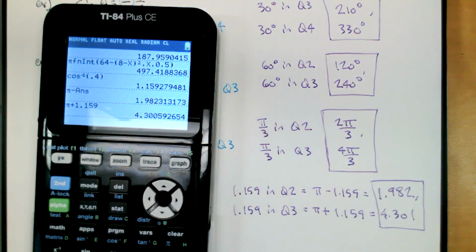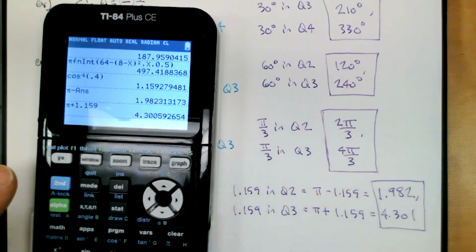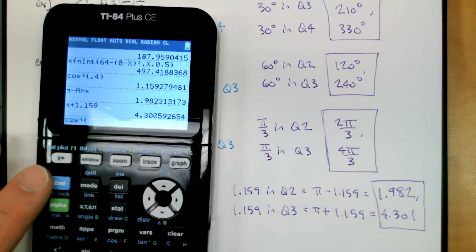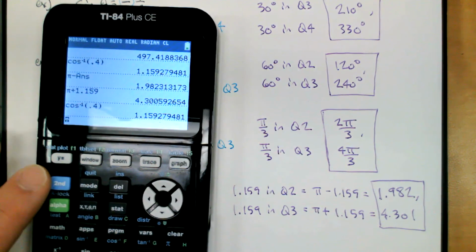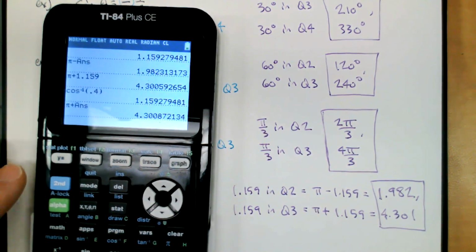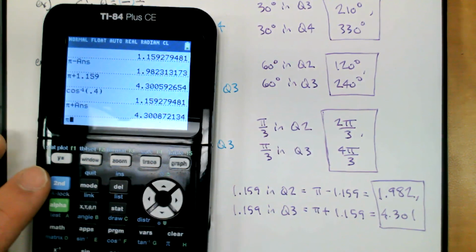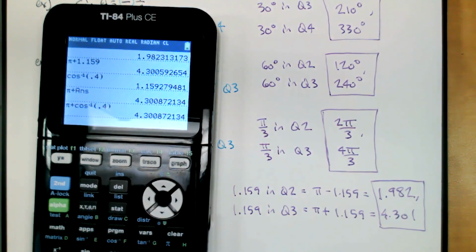In this case, I might notice that this 1.159 has been rounded off. And so if I want to get the 1.159 and all the rest of it over again, I could just do cosine inverse of 0.4 and then pi plus the answer. Or I could have just gone from the beginning, pi plus cosine inverse of 0.4. But what I want you to think first is: ignore the plus and minus, use an inverse trig function to find a reference angle, put that reference angle in the appropriate quadrants.